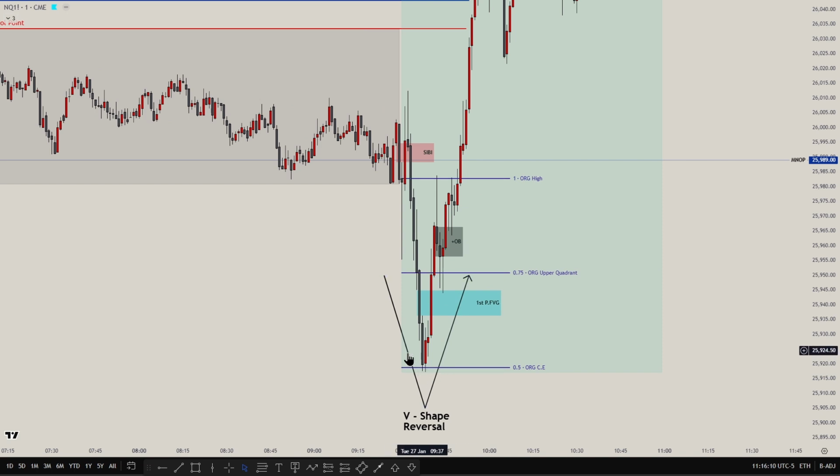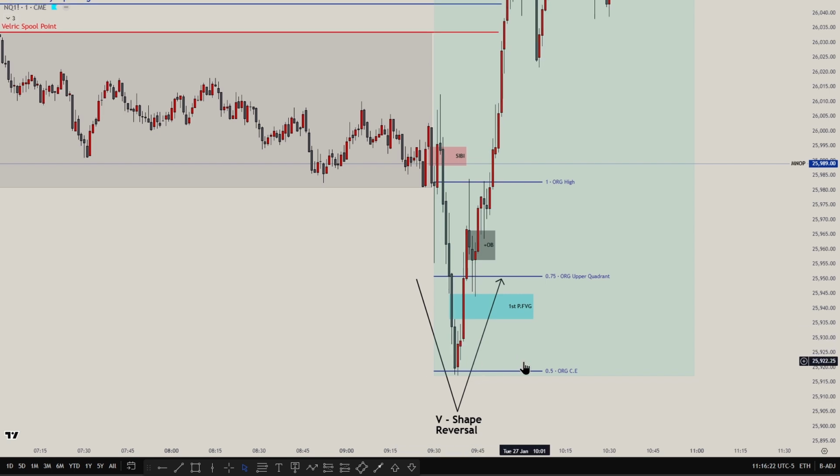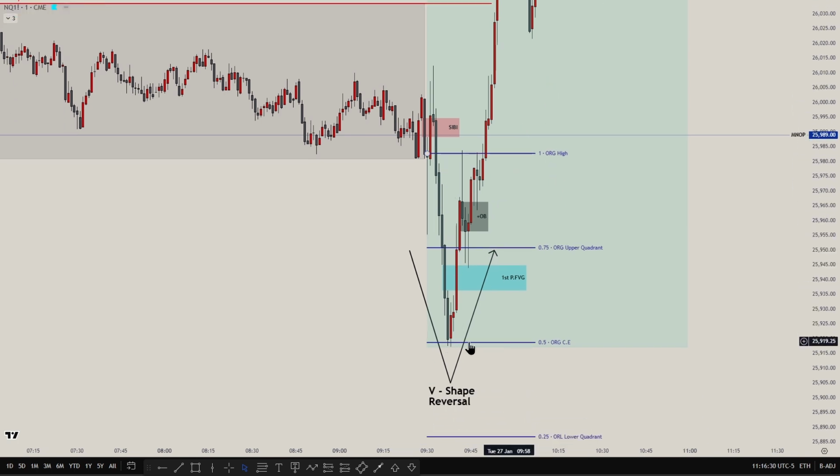Now that's about as far as you want to see it go if you're bullish. Ideally, it doesn't even go into the consequent encroachment, it stays up in the upper quarter. If it stays in the upper half, that's still fine. It can still be bullish, but the best case scenario is when it stays in the upper quarter. You'll see much stronger moves off that. But it does trade down into the opening range gap, consequent encroachment.